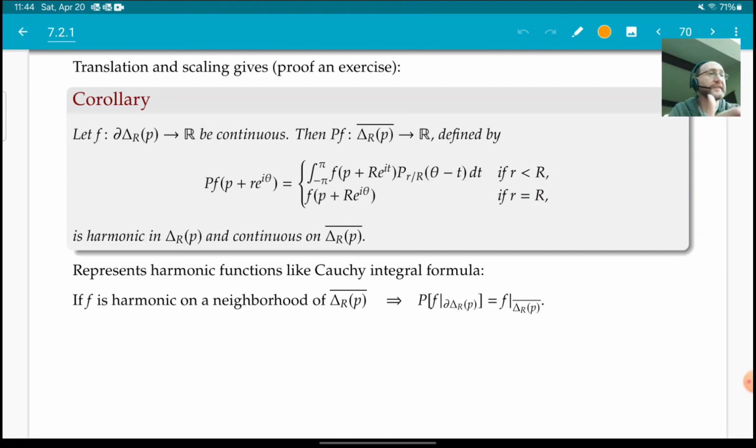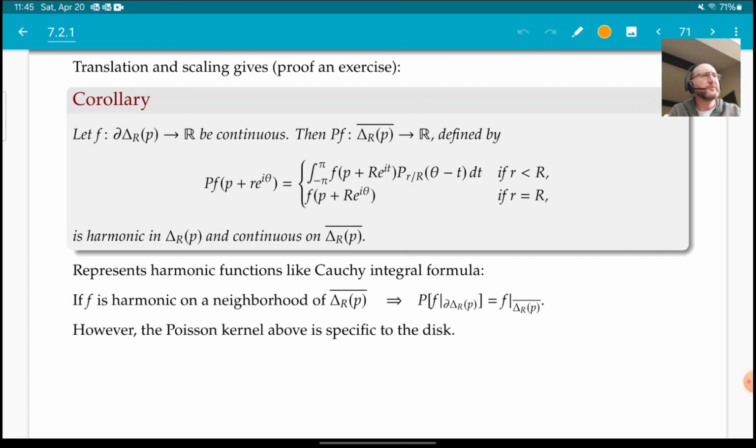Now this means that we're representing harmonic functions, just like we can represent holomorphic functions using the Cauchy integral formula. If we have a function that's harmonic in some neighborhood of some disk, and we solve the Dirichlet problem using the Poisson kernel, the Poisson transform of this function on the boundary, then what we get back is our function. So I can use it to represent harmonic functions based on their values on the boundary. If I want to know what the harmonic function does inside, I just need to know what it does on the boundary. It's really just like for holomorphic functions, which is expected, because harmonic functions are just real parts of holomorphic functions, at least locally.